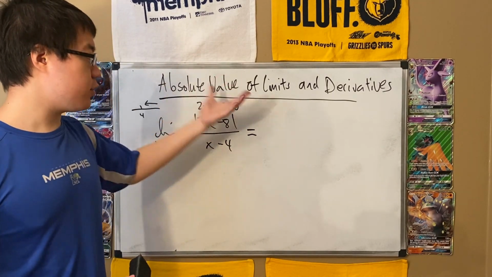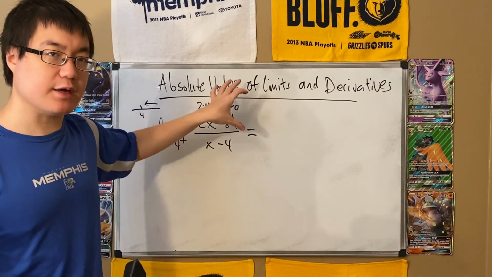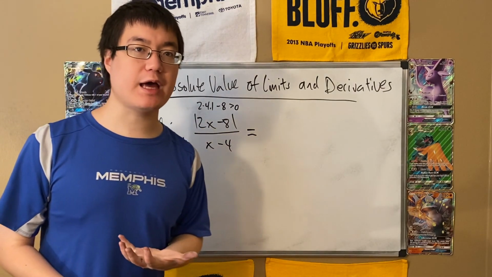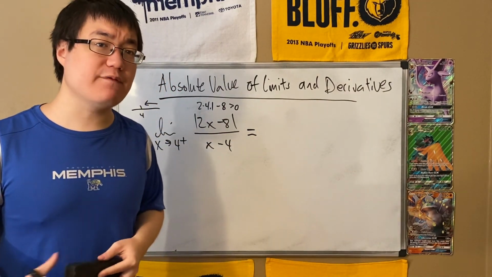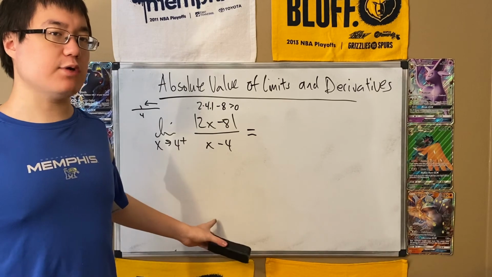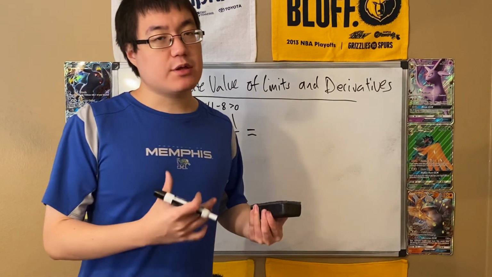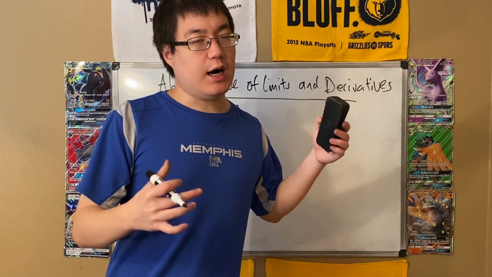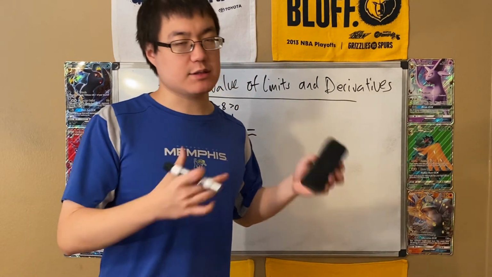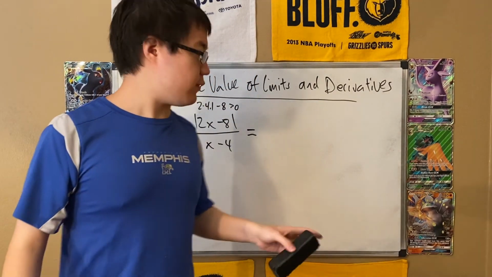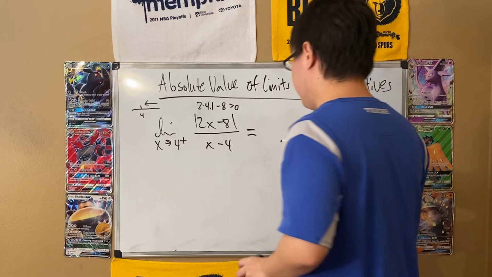Anytime you plug in your appropriate number and you get a positive quantity inside the absolute value bars, that means the absolute value bars aren't really doing anything in this question. Because again, the absolute value on positive quantities is really doing nothing, because the absolute value of 7 is 7. So in this case, it's going to be very easy.